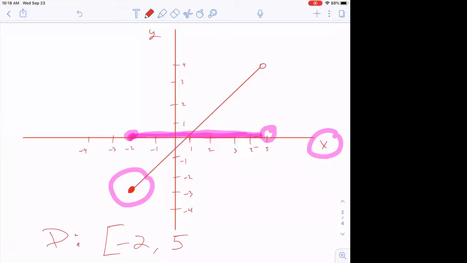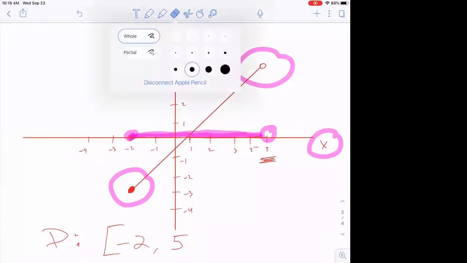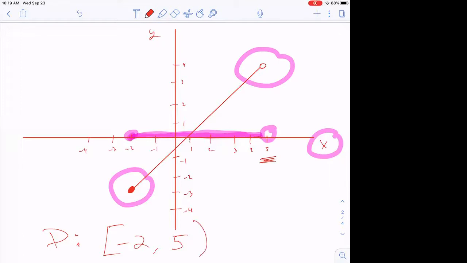So now the question is, what about 5? Is 5 a freak or not? 5 is a freak, isn't he? Because I have a hole there. If you try to plug in x is 5, you don't get a value. So when you plug in x is 5, it's undefined. You get a BS value. So he is not in my domain. He's not part of the big D. So my domain is all numbers between -2 and 5, including -2, but not including 5. So I'm going to erase that.